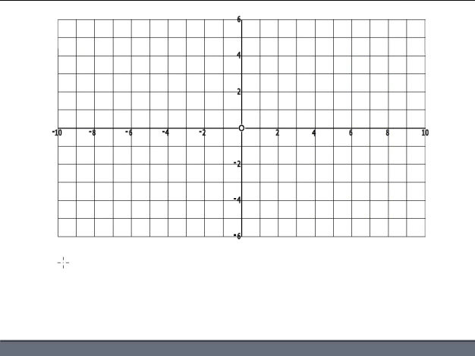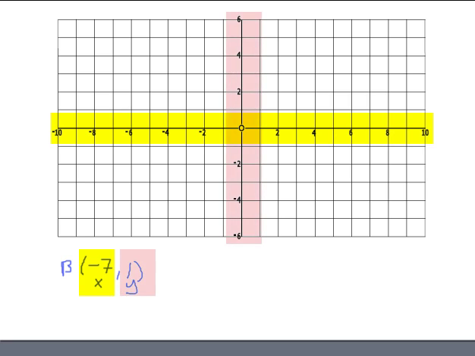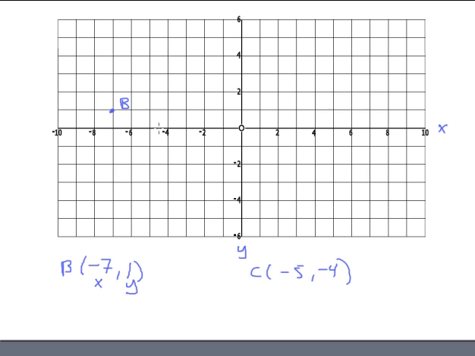The first coordinate we have here is B, (-7, 1). Remember that the first number you see is going to be your x, and the second number you see is going to be your y. So here I have to go to -7 on my x, so -7 is right here. And then I have to go +1 for my y, so I'm going to go right here, and that is my B coordinate. C is (-5, -4), so again I'm going to go to -5 in my x coordinate, and then go down to -4 for my y coordinate.